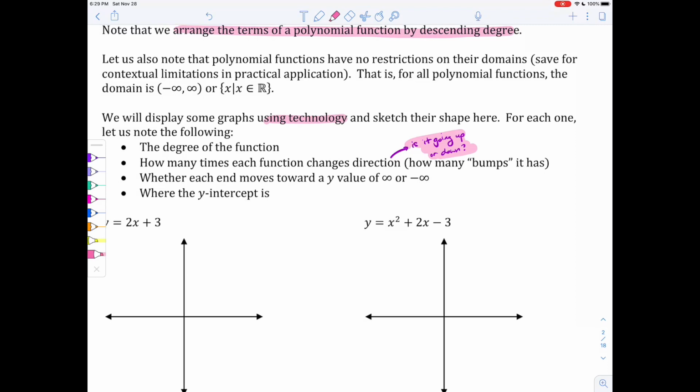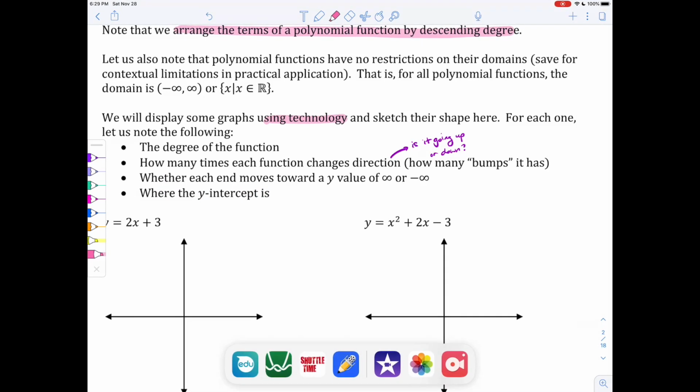So if it switches from going up to going down, that's a change in direction. Or if it changes from going down to going up, that is a change in direction. And then whether each end moves toward a y value of infinity or negative infinity. So on the left side, what's the end doing? On the right side, what's the end doing? And then just where the y-intercept is. Those are the things we're going to tackle as we do this.